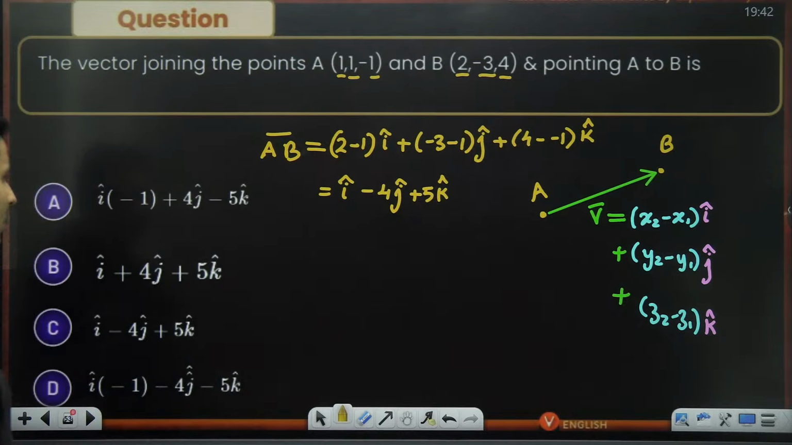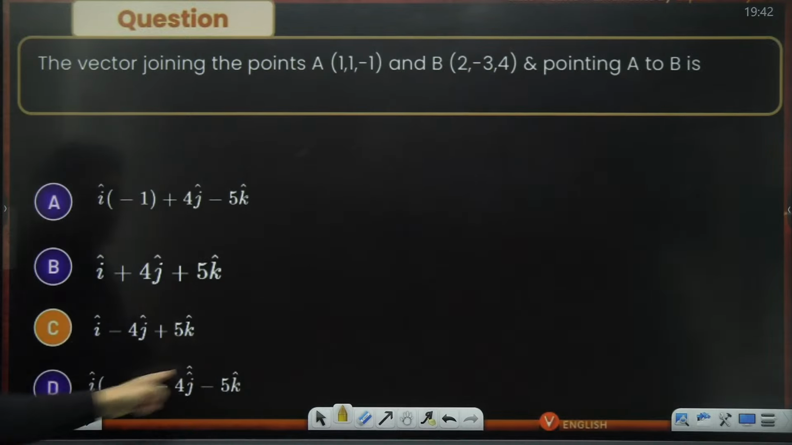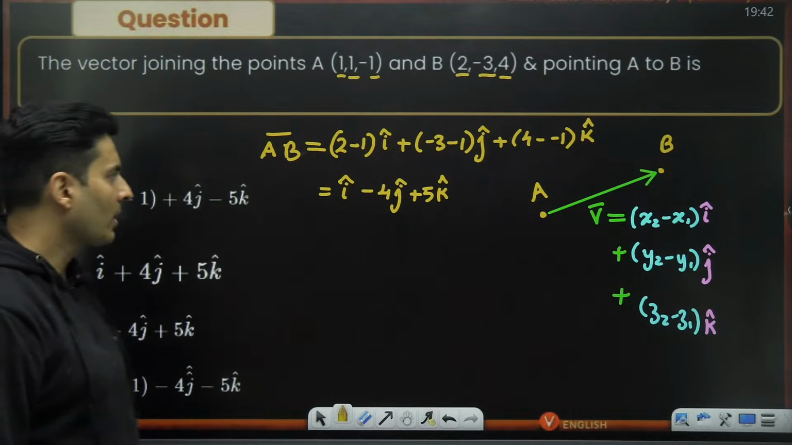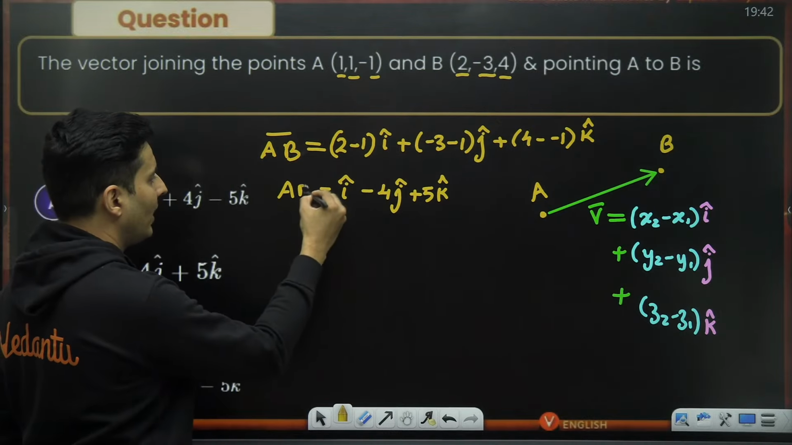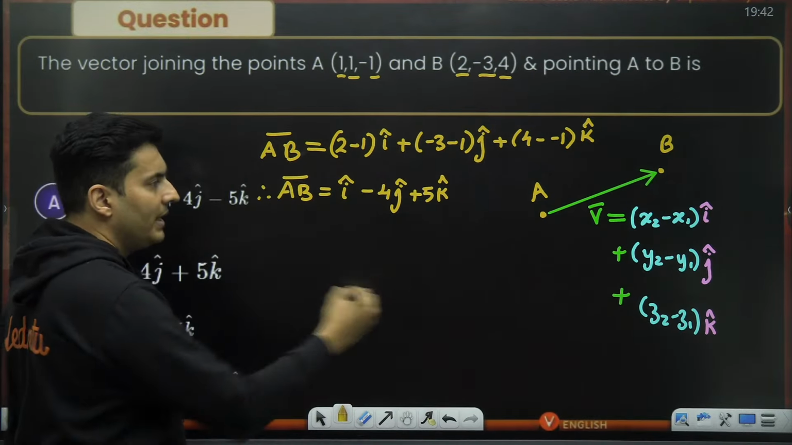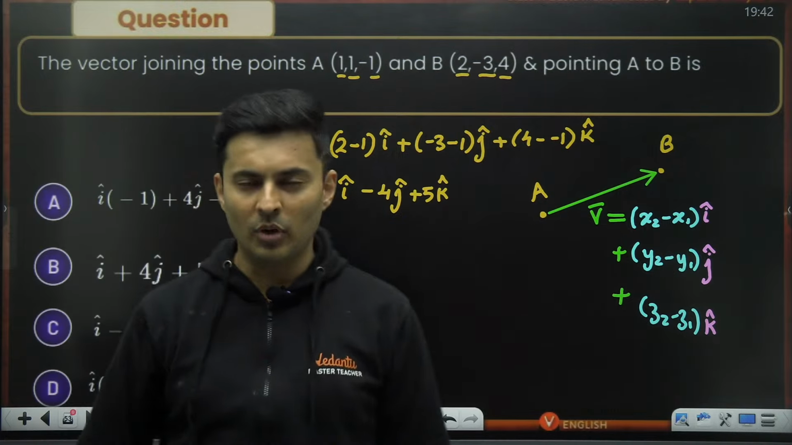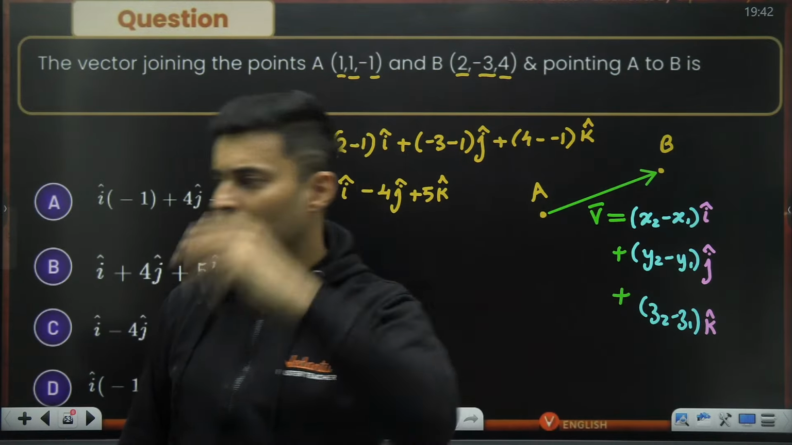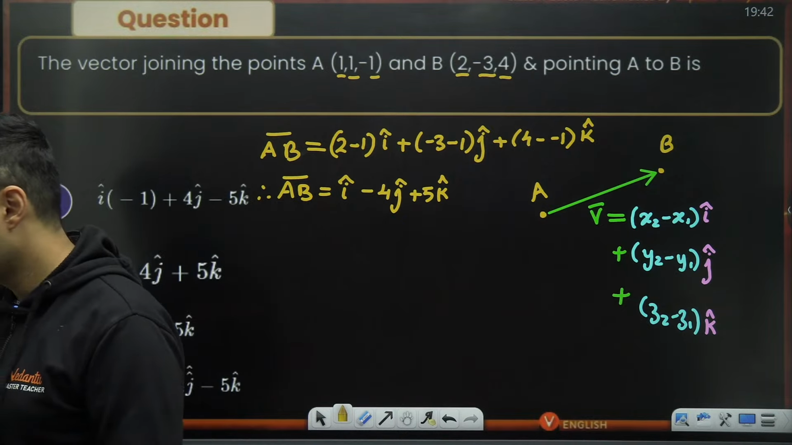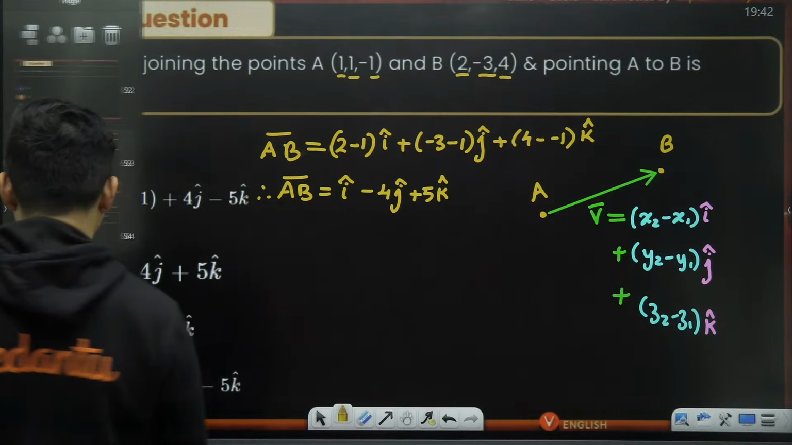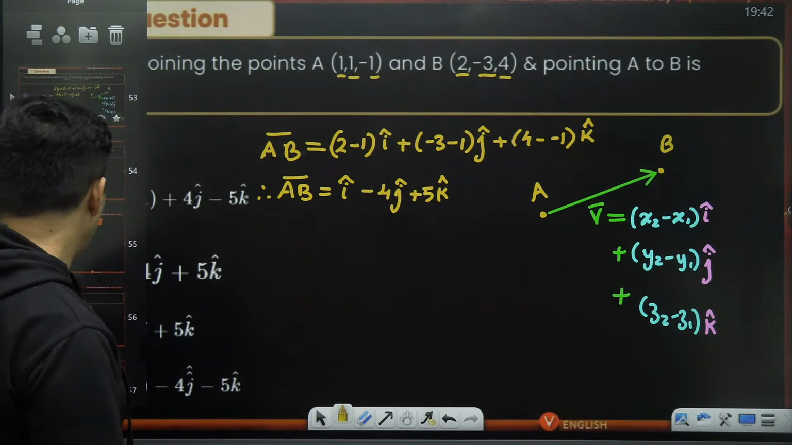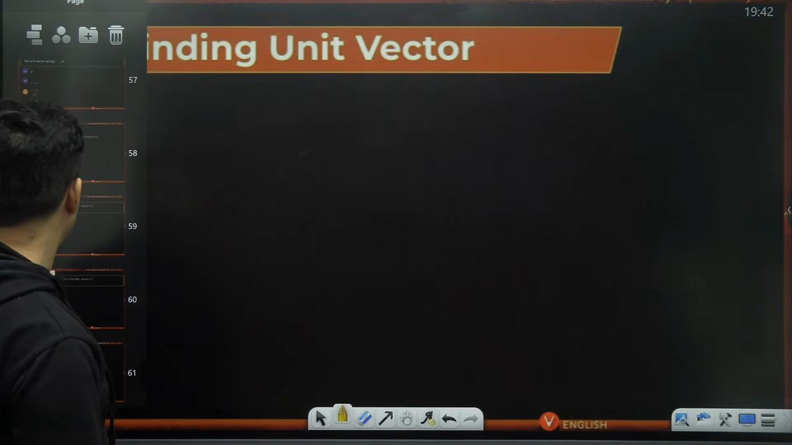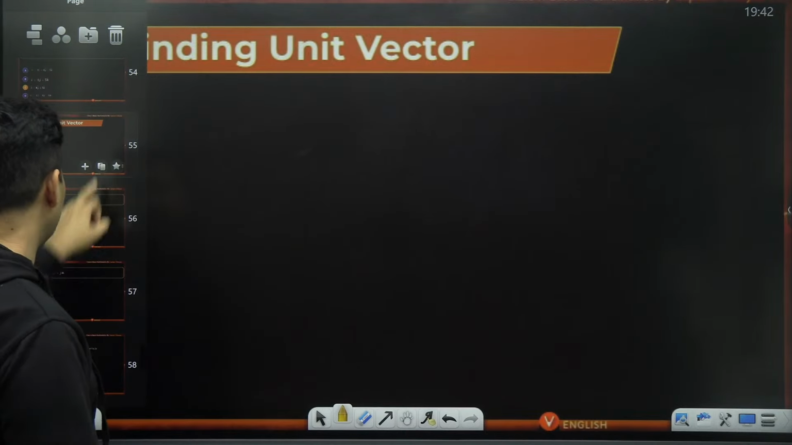So i minus 4j plus 5k, which is C option. Absolutely clear, everyone? This is how you find a vector pointing from a point to another point. Just take the difference of the coordinates, final vector minus our initial vector. Very good, excellent. Right. Now, the last part of this session, which is finding a unit vector.